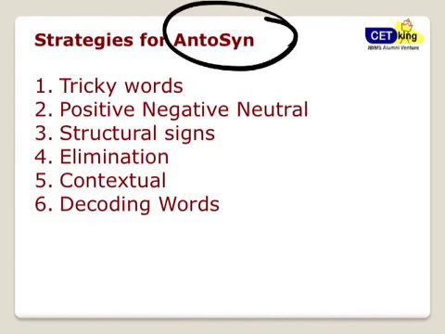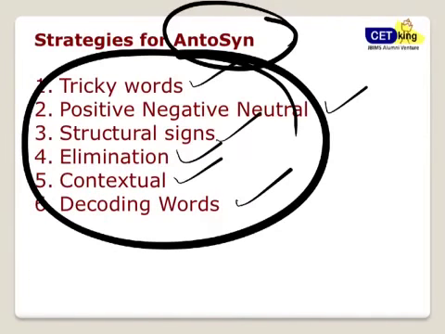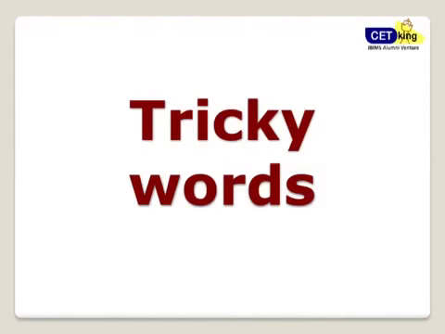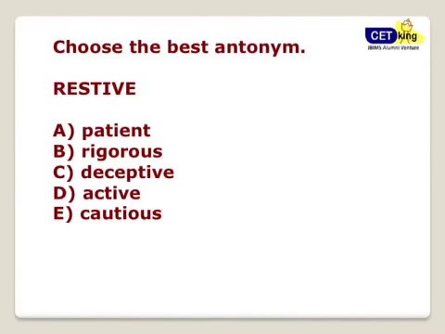So for antonym-synonym questions, there are 6 strategies. One is tricky words, which are the common pitfalls and traps that examiners normally set. Then positive, negative, neutral signals; structural signs; elimination; contextual; and decoding words. These are the 6 strategies we talk about. In this video, I'm going to talk about the tricky words and how to save yourself from them. So we'll start with the tricky words part of the workshop.